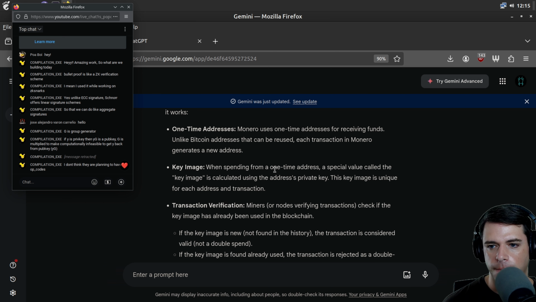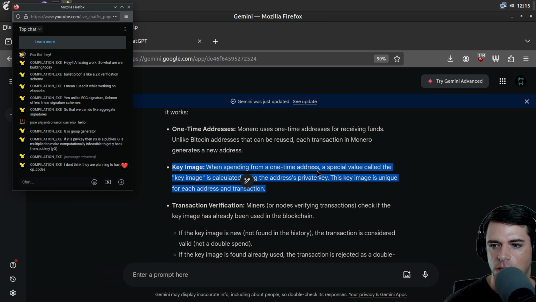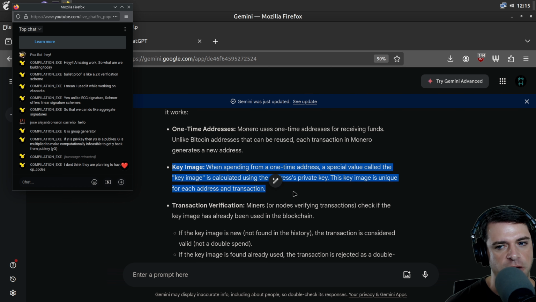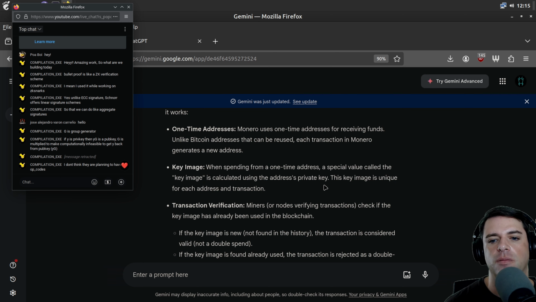So, one-time addresses. Each transaction has a new address. When spending from a one-time address, a special value. Okay, so I'm guessing it's only the destination that's new, because if you can spend from one and verify that it's spent from that address, it seems like that address has to exist somehow on the blockchain already. The key image is calculated from the address's private key. It's unique to each address.